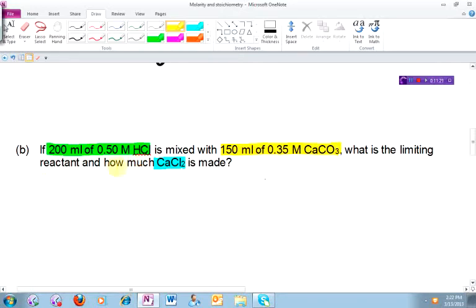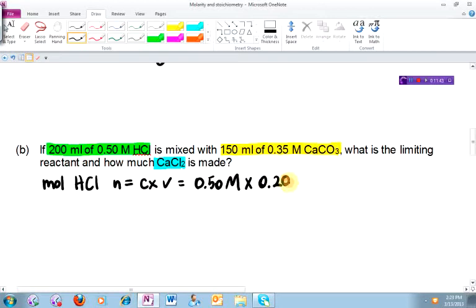Alright, so why don't we work with HCl first, since it's the first one given. So we want to figure out the moles of HCl. So n is equal to C times V, which is equal to 0.5 molar solution times 0.2 liters. Okay, remember, convert the milliliters into liters, and that will give you 0.1 moles of hydrochloric acid. Okay, so now we're going to plug that into our stoich equation just like we did in the previous example.